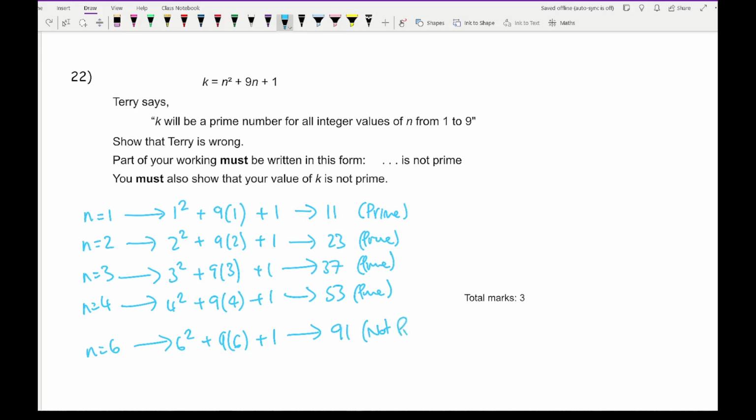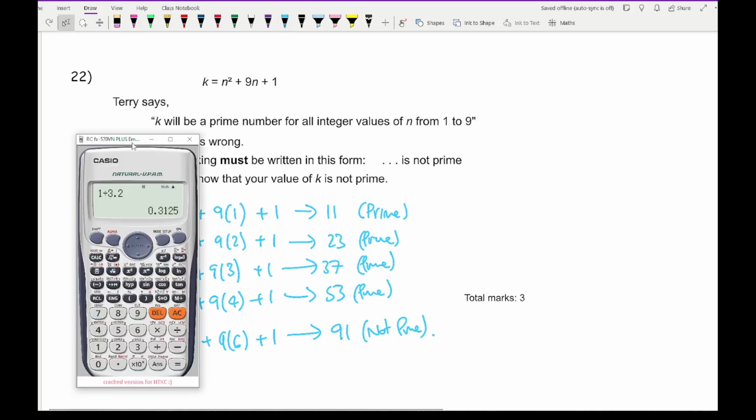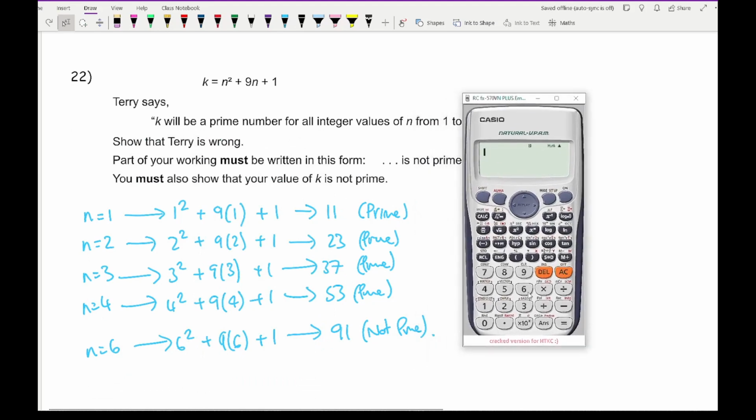Now again, if you want to check to make sure numbers are prime or not, if you've got a fact button on your calculator, for example 37, if you're not sure that that's prime, just press shift and fact, and if it doesn't change, then it's a prime number. Whereas if I type in 91, press equals, then press shift and fact, you can see it converts it into a product of primes, so therefore 91 is not prime.